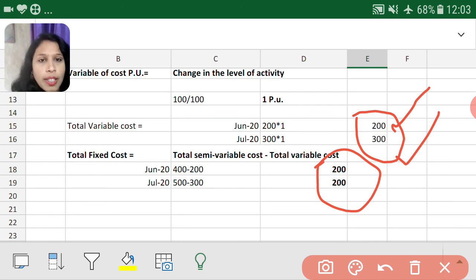So we are separating the semi variable cost, which was given, into the values of variable cost as well as fixed cost. So you have to solve another question I am giving to you.